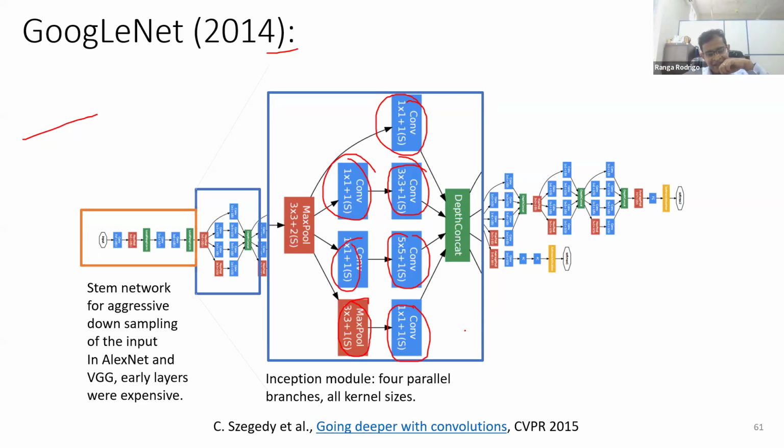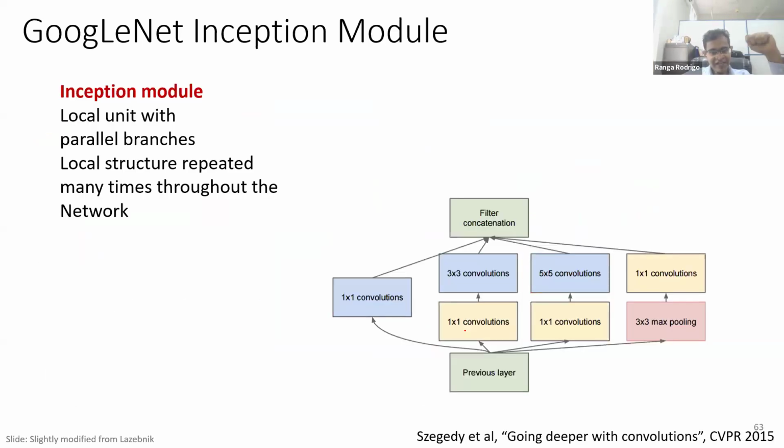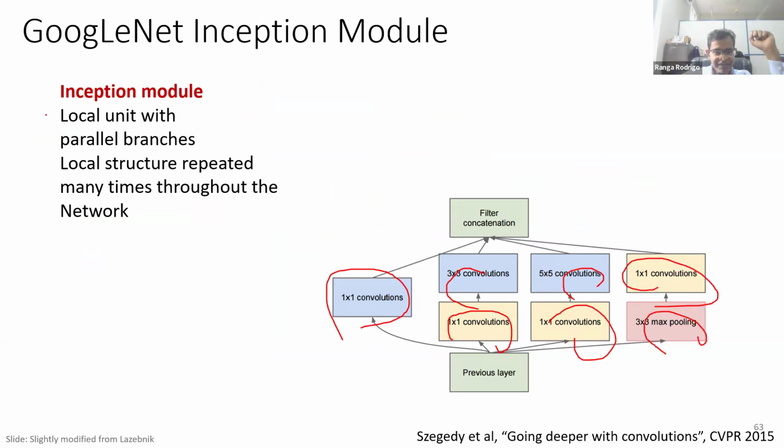These concepts are not really thought about right now. And then there's a thing called global average pooling, which we will discuss a little bit later. The stem network in the GoogleNet we will not study, but you have the capacity to study that because we did the AlexNet in slightly more detail. So this is the inception module. I briefly described that. From the previous layer, 1 by 1 convolution, 1 by 1 followed by 3 by 3, 1 by 1 followed by 5 by 5, 3 by 3 followed by 1 by 1. So local units with parallel branches, local structure repeated many times throughout the network.